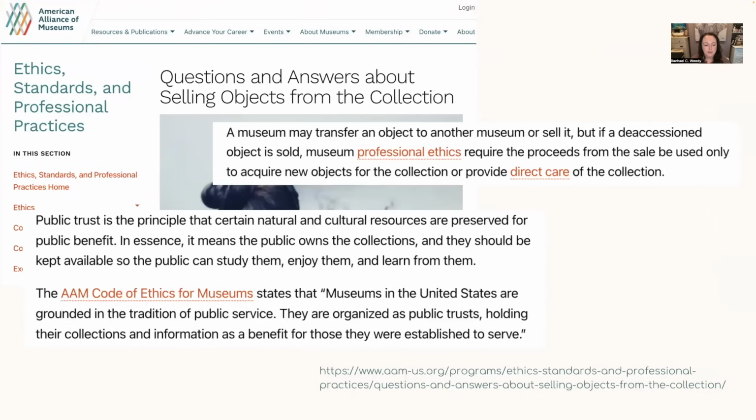If you have more questions about ethics and about the selling of objects specifically, including concepts of public trust and public good, AAM has a Q&A blog post that is pretty helpful on most of the questions you could possibly have on this particular area of the subject. So please go check that out. Of course, they have several other resources on ethics. I did check this particular link, and you can access this Q&A without it being behind the AAM paywall.